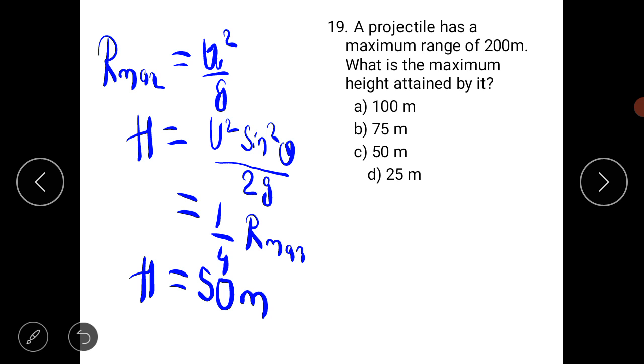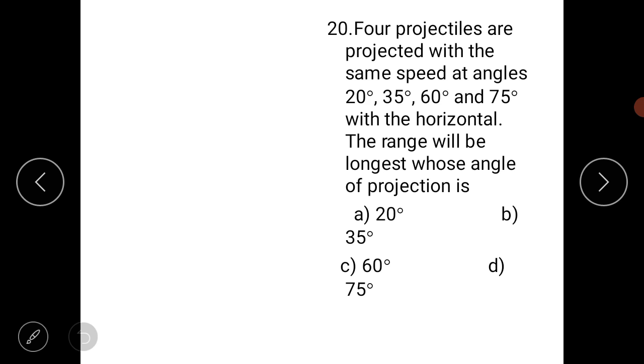Then go for the next question. 4 projectiles are projected with the same speed at angles 20 degree, 30 degree, 35 degree, 60 degree and 75 degree with the horizontal. The range will be longest whose angle of projection is. The question asks for which particular angle the range is maximum. The angles of projection are different, but the initial speed is the same.